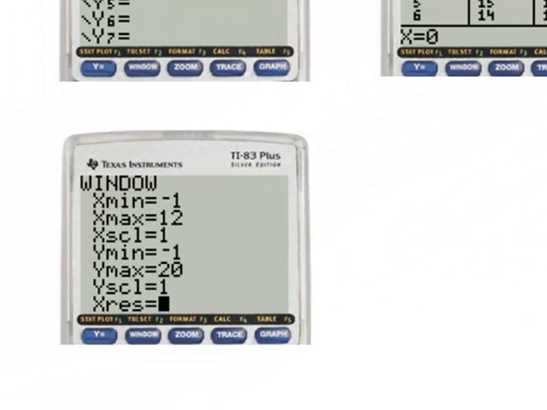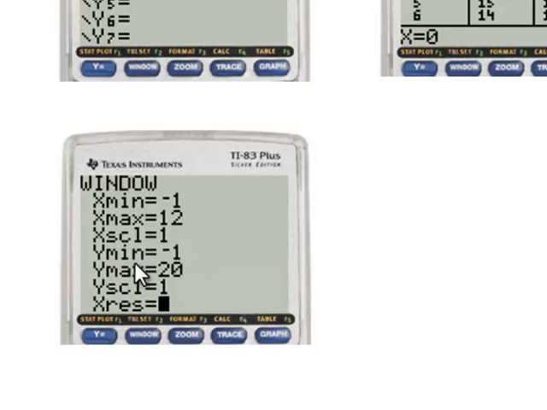So for the window settings, when you press the window button, the x min that I'm going to use is negative 1 because I want to see the y-axis, and then my x max is 12. The reason I picked 12 is because the x-coordinate at the point of intersection was about 6. So if I go from negative 1 to 12, 6 or 7 is about in the middle. I want to count by 1s on the x scale.